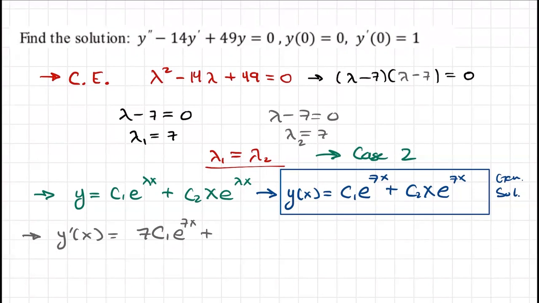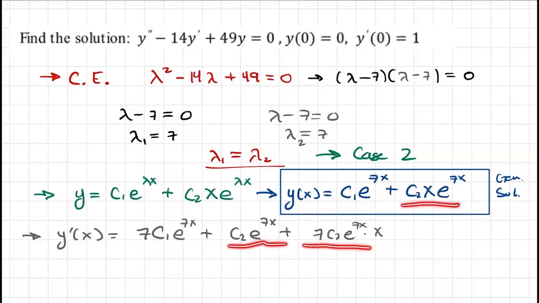So let's take the derivative of the first one times the second term. The derivative of x is just 1. So this will be c2 e to the 7x, plus the derivative of the second one times the first, which then will be 7 c2 e to the 7x times x. So that is our term. You can see these two basically just come from finding the derivative of this one.